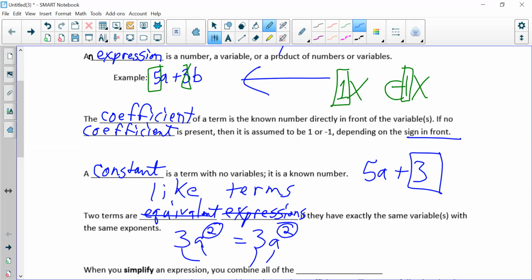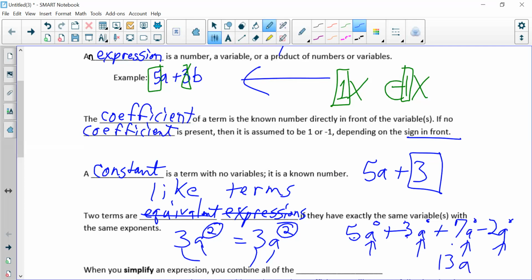All right, getting back to this. If I have 5a plus 3a plus 7a minus 2a. All right, same variables, and they all have the same exponents. I can combine these. So how many a's do I have total? Well, 5, 6, 7, 8. 8 and 7 is what, 15? Minus 2, so I have 13a total. All right, this is important for simplifying.